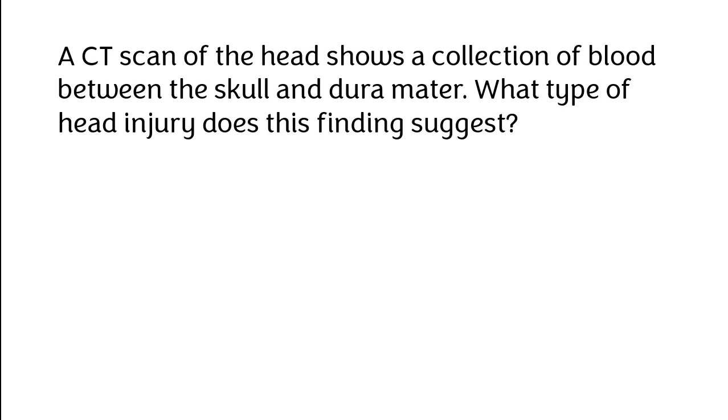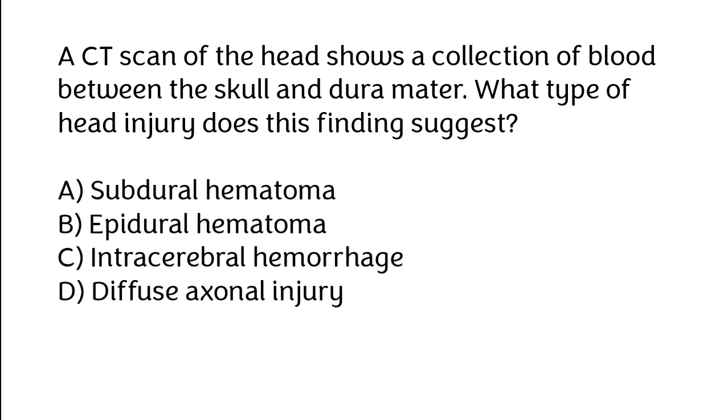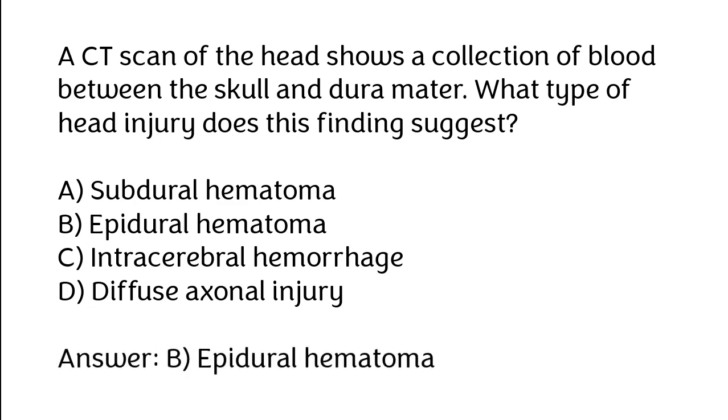A CT scan of the head shows a collection of blood between the skull and dura mater. Which type of head injury does this finding suggest? Subdural hematoma, epidural hematoma, intracerebral hemorrhage, diffuse axonal injury. The correct answer is option B, epidural hematoma.